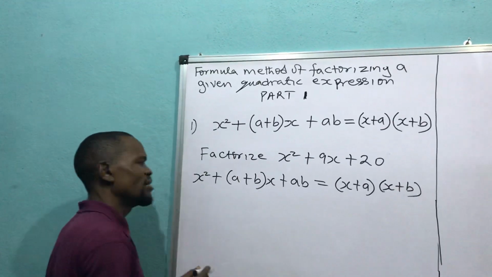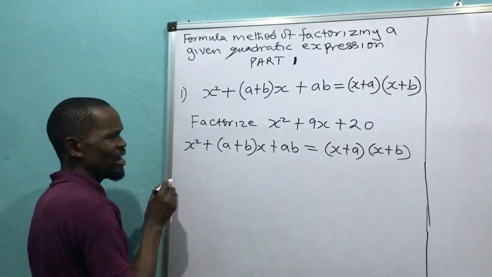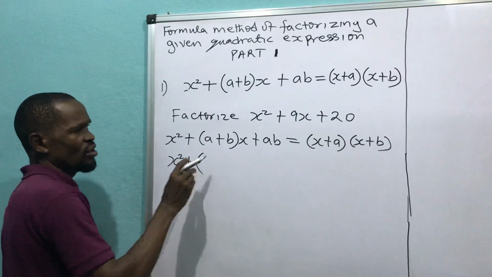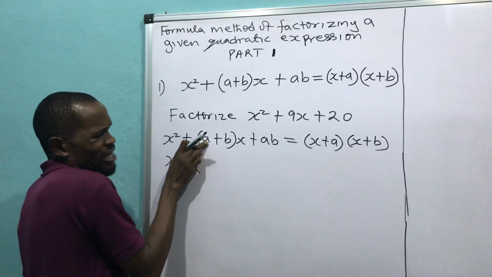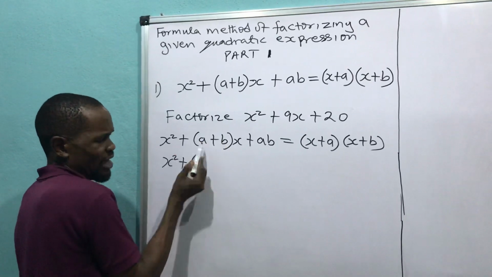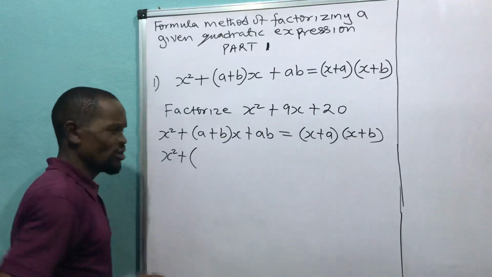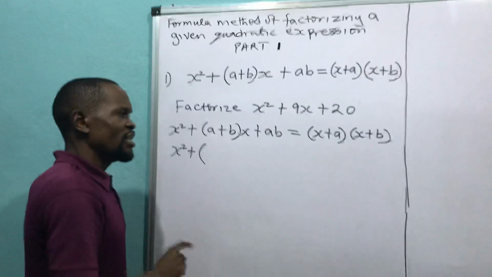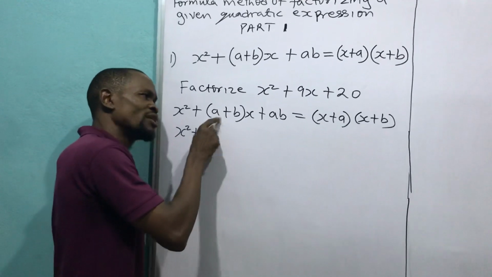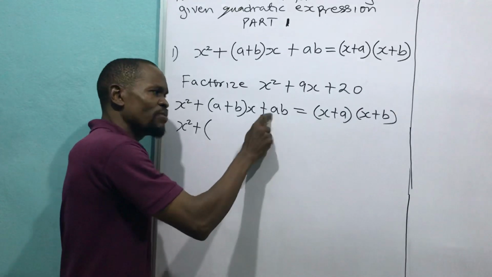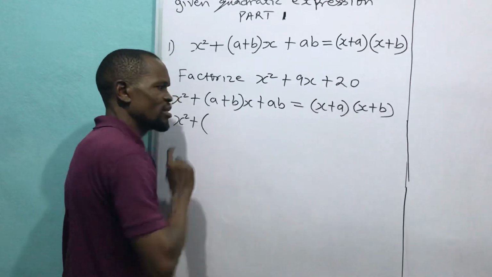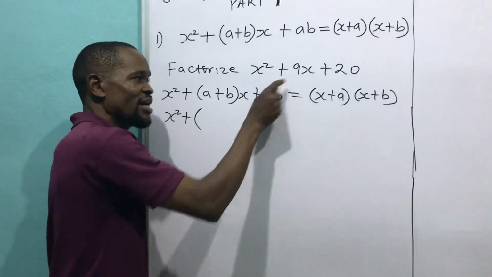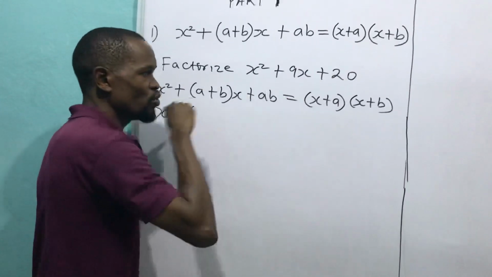That's my formula. What does my formula imply? It implies what a and b will be when a plus b gives me 9. This 9 represents a plus b. What will I add together that will give me 9, and when I multiply them together, it will give me 20? A plus b will give me 9, and a times b will give me 20.